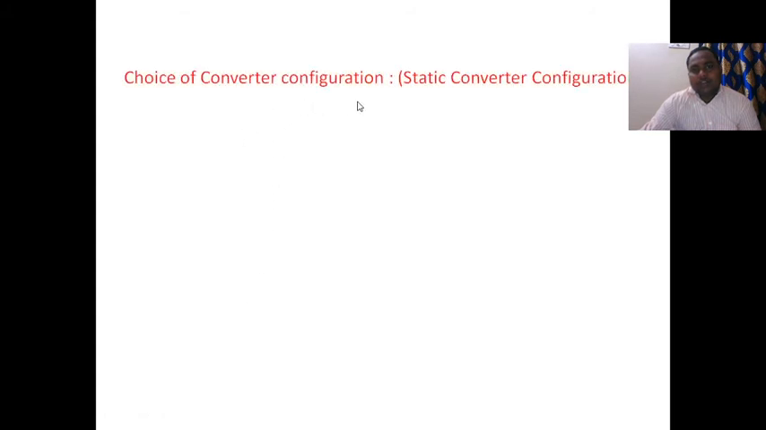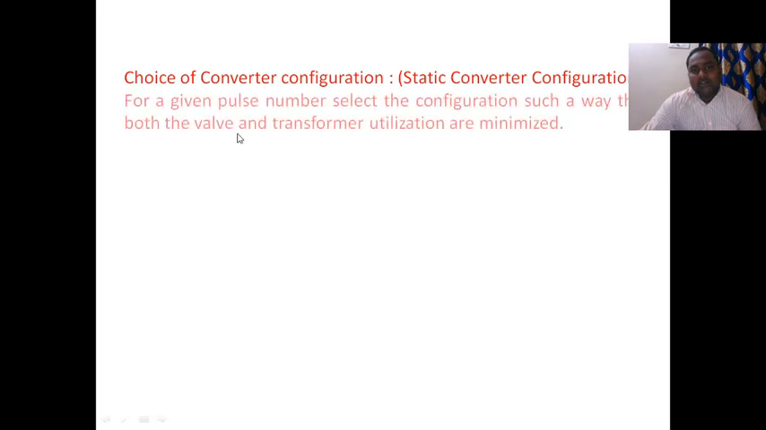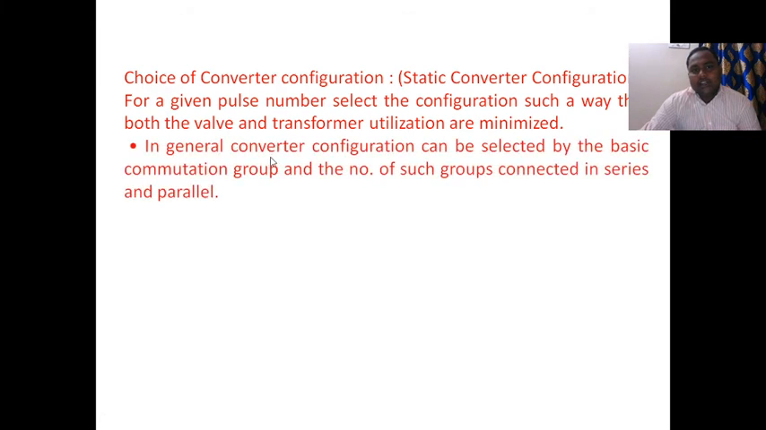Choice of converter configuration, that is static converter configurations. For a given pulse number, select the configuration in such a way that both the valve and transformer utilization are optimized. In general, converter configuration can be selected by the basic commutation group and the number of such groups connected in series and parallel.